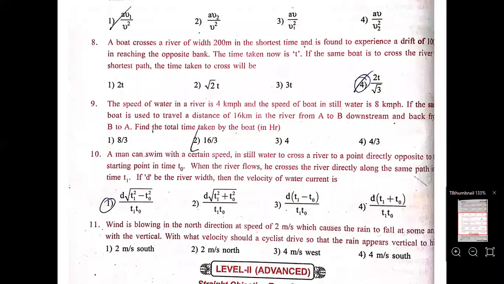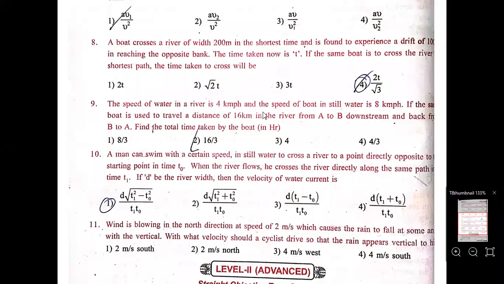Ninth problem. Already I said the concept also. The speed of water in a river is 4 km per hour, and the speed of the boat in still water is 8 km per hour. The speed of the water or river is 4 kmph. Speed of the boat in still water means what you are given.